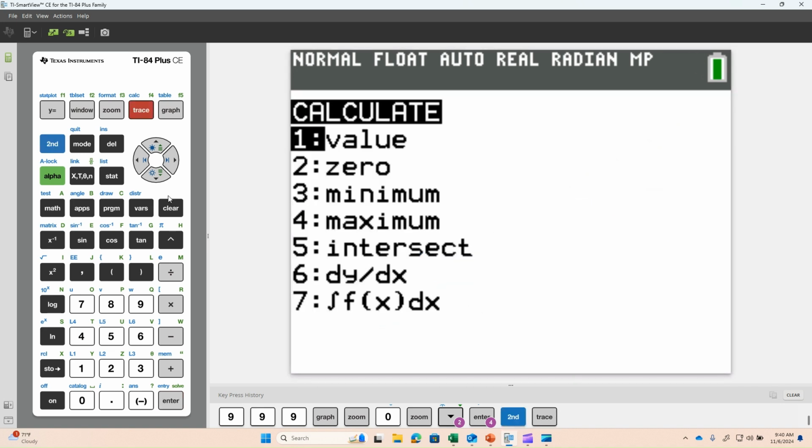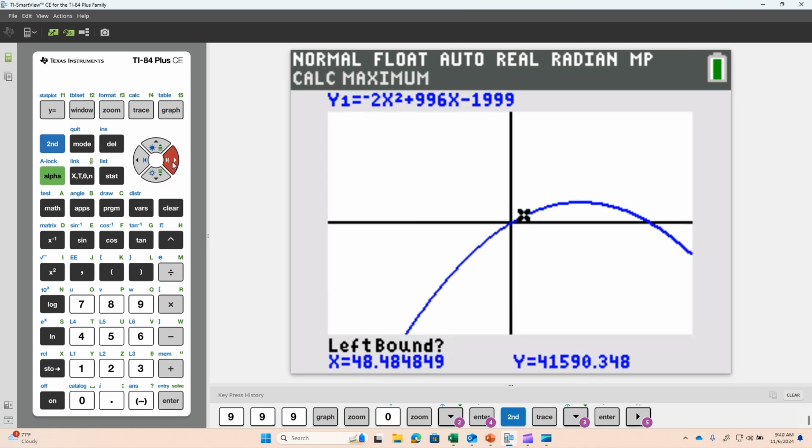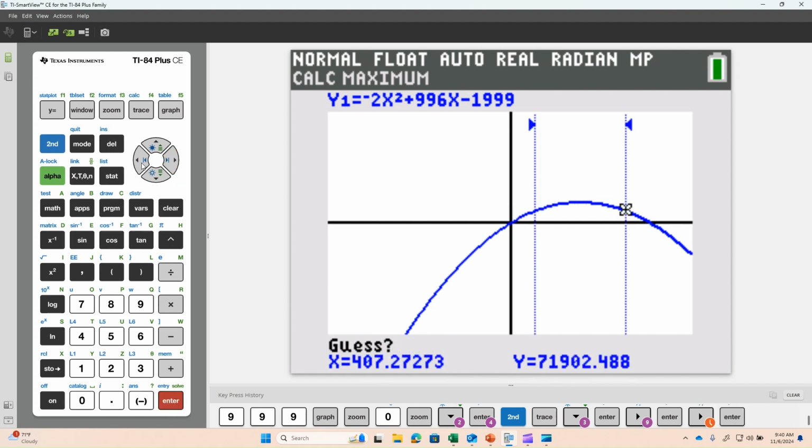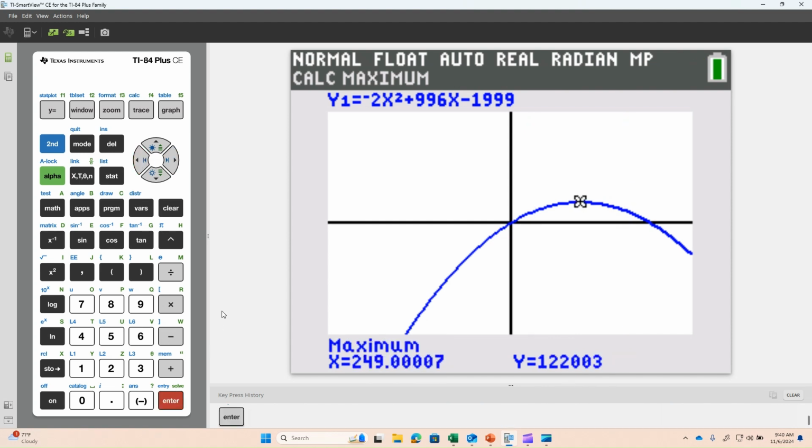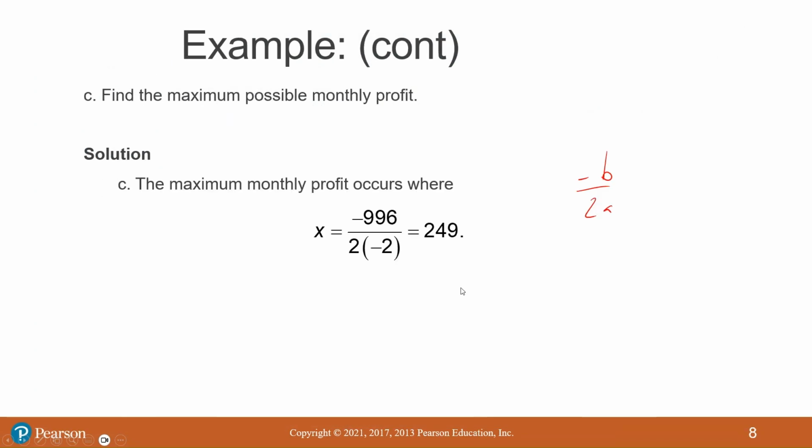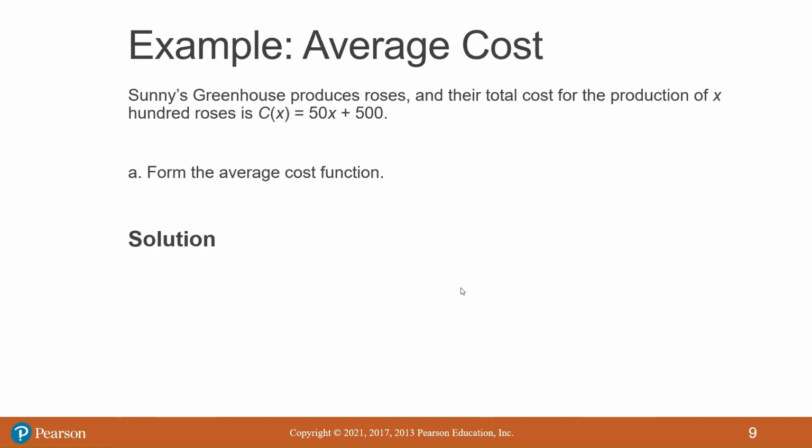I can use my second trace maximum function here, and I can bound it on the left, bound it on the right, and then guess it in the middle and hit enter an additional time. It tells me that my maximum here is at 249 for my x and 122,003 for my y. So essentially, I'm finding the same answer with my calculator as I did by calculating it by hand.